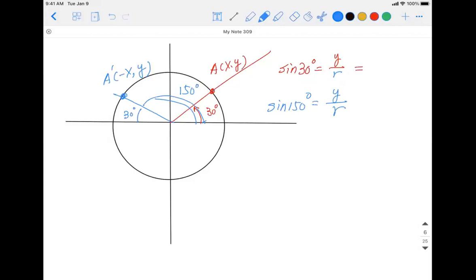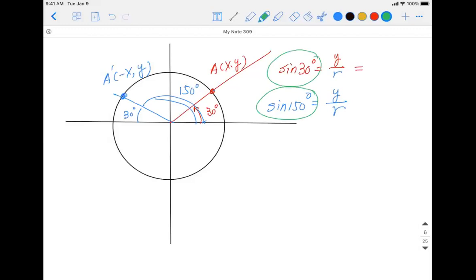So far, so good? There's nothing tricky, right? It's very understandable. So that being said, you have a very, very interesting result: sine 30 degrees is actually the same as sine 150 degrees. Okay, so far, so good?